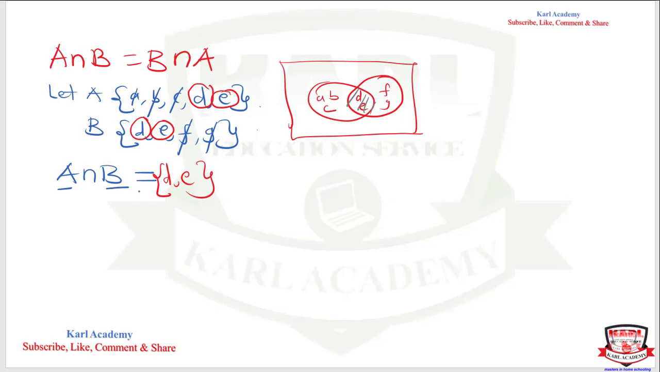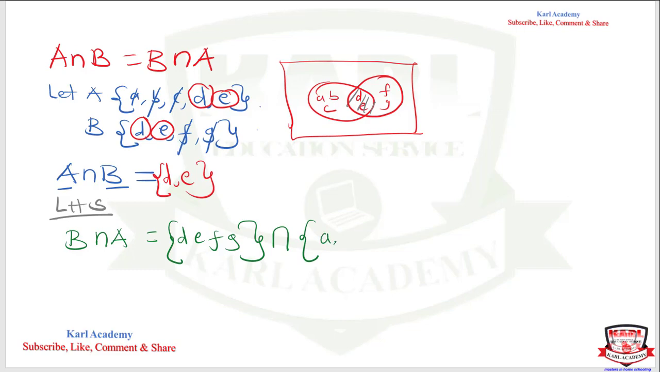Now, this is the left hand side. Let's now prove the right hand side, so that you can see what we shall get also. That is B intersection A. Again, we are looking for the elements in B that are also common in A. In B we have D, E, F, G. Then we are trying to intersect it with A. We have A, B, C, D, E. That's what we have in A.